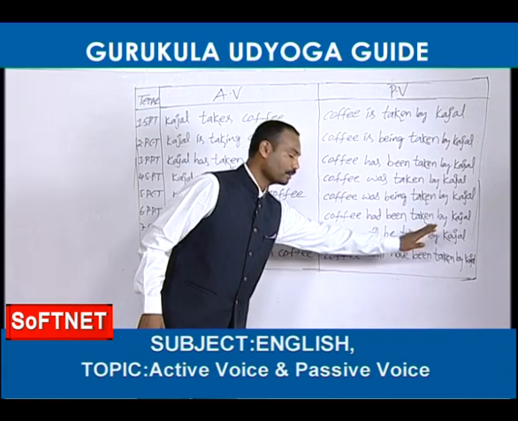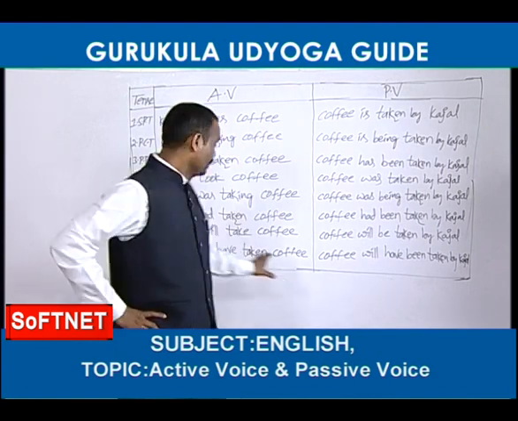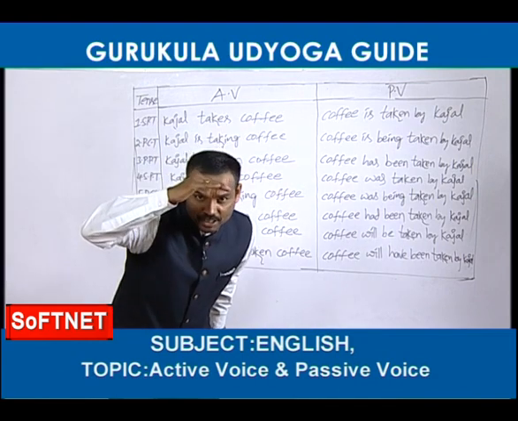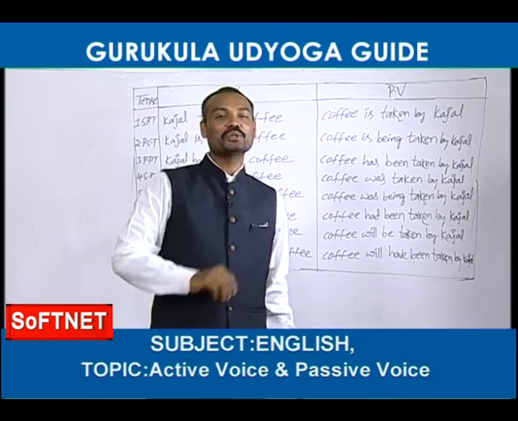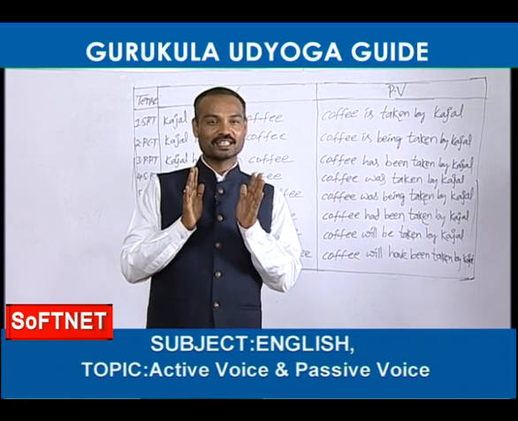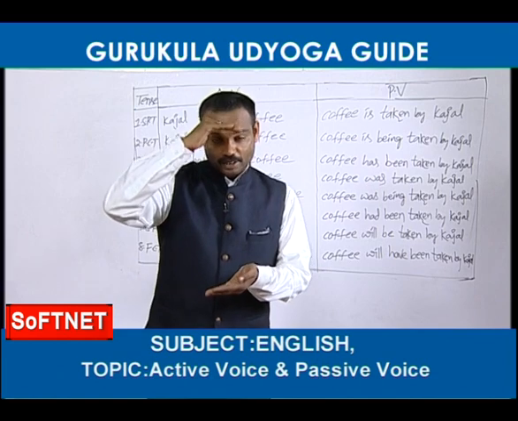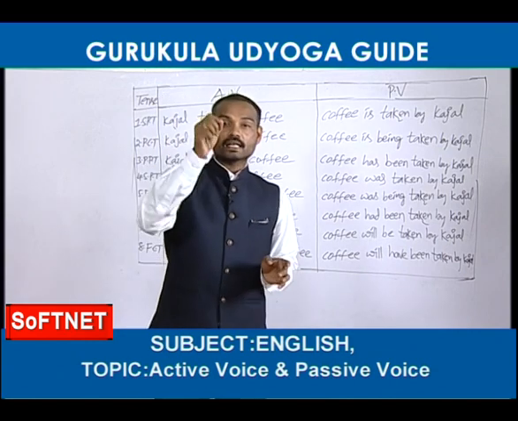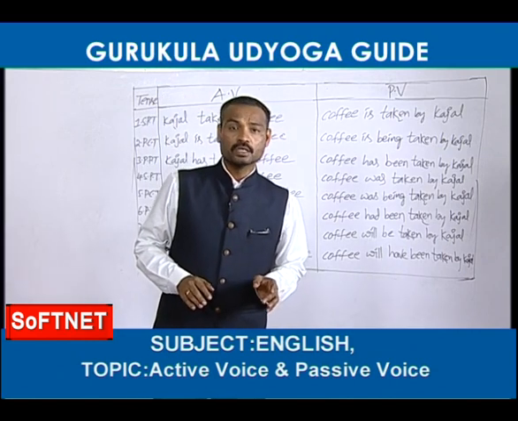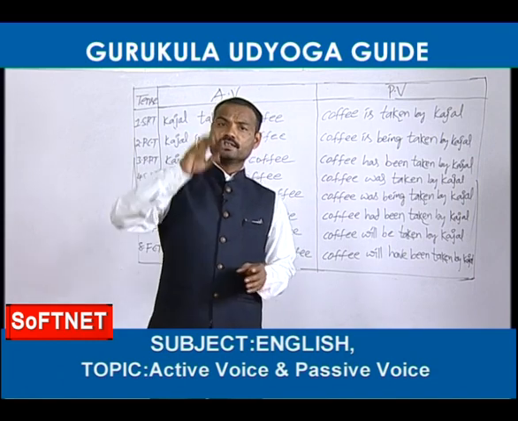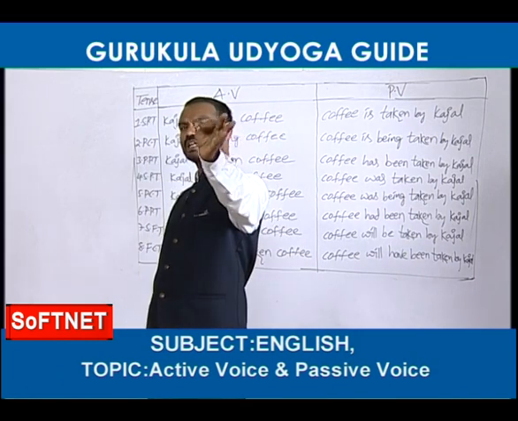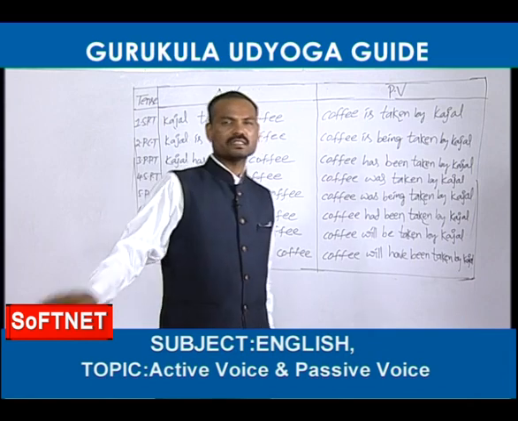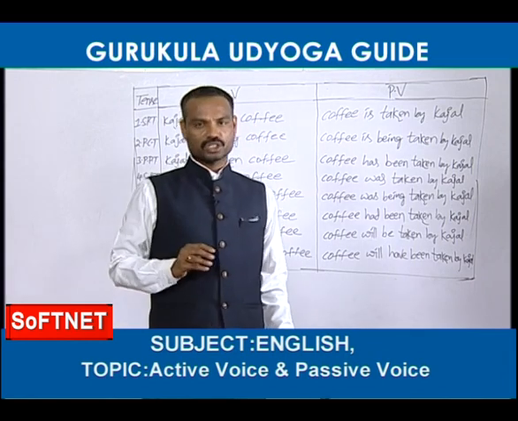So, coffee will be taken by Kajal. Sir, in this example the object is singular, so will be taken. For a plural object, shall be taken? No. Oh God, what a naughty doubt you are asking. Don't ask such doubts. For a singular object will be, for plural objects shall be? Don't ask like that. So when the active voice contains modal verbs, whether it is a singular object or a plural object, don't bother about that. The modal verb should be taken as it is. Don't worry about the object.